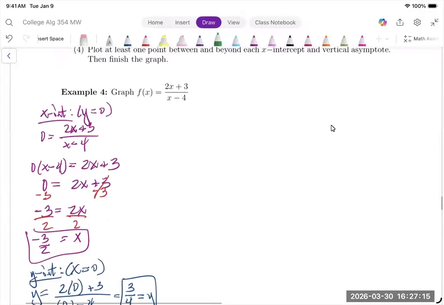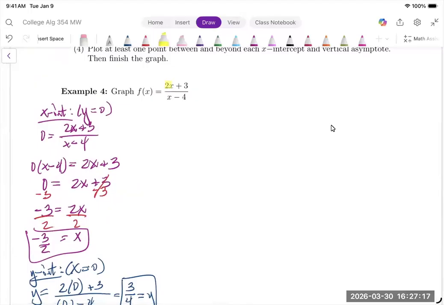Then we have the horizontal asymptote. Remember, that is by looking at the leading terms and the degree. The degrees are there, they're invisible. So the degree for both is what? 1. So that means they're equal. So the horizontal asymptote is the ratio of the leading coefficients. So that says we have a horizontal asymptote at y equaling 2.